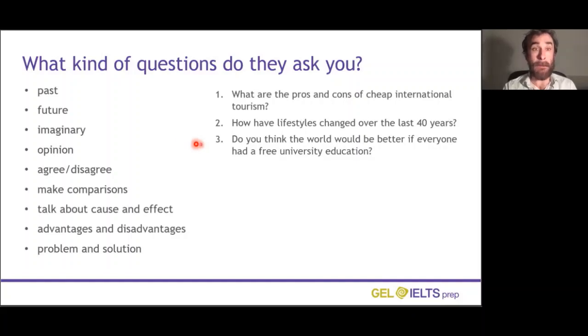So this is an imaginary question. We can see the word would in there, so it's a second conditional. Can you imagine the world as being better or worse if everyone had a free university education? So to respond to this question, you should also use a second conditional sentence. It's also an opinion question. Do you think? So it's asking for your personal view. It's not asking for an academic, evidence-based response.